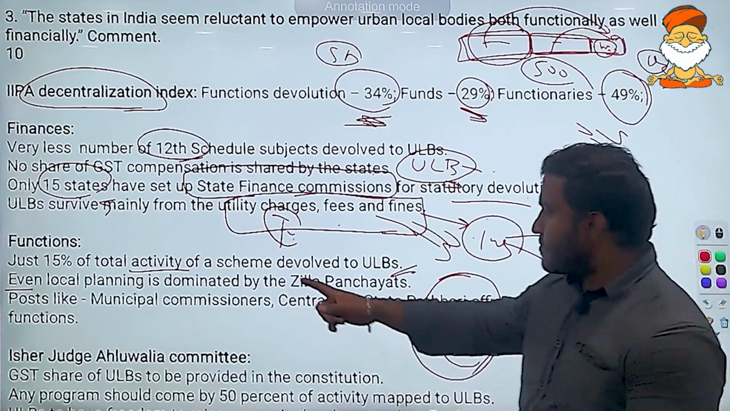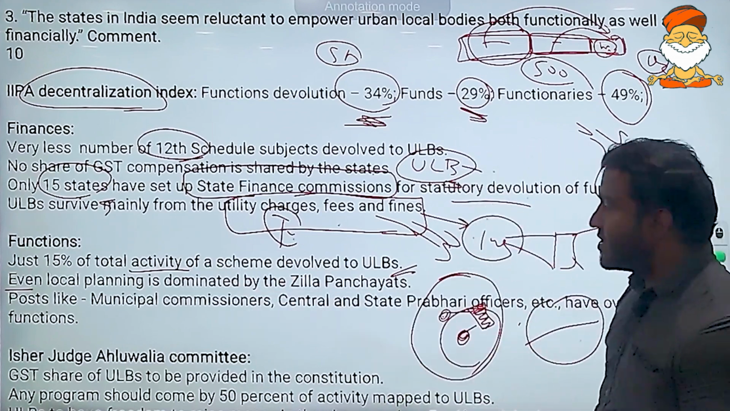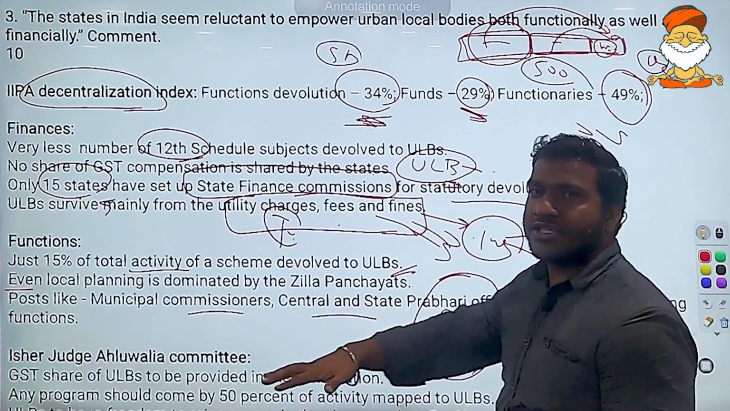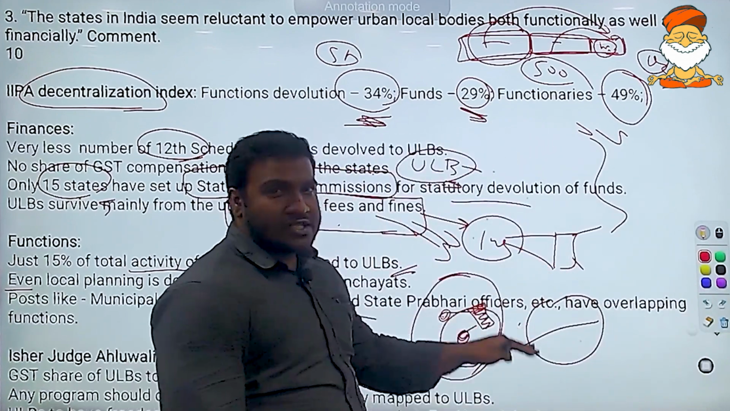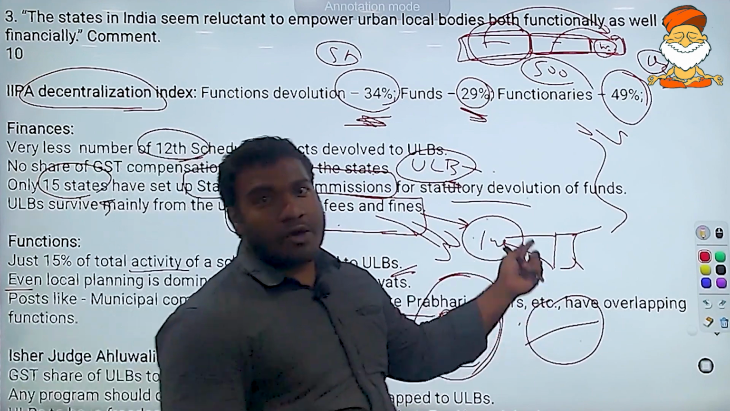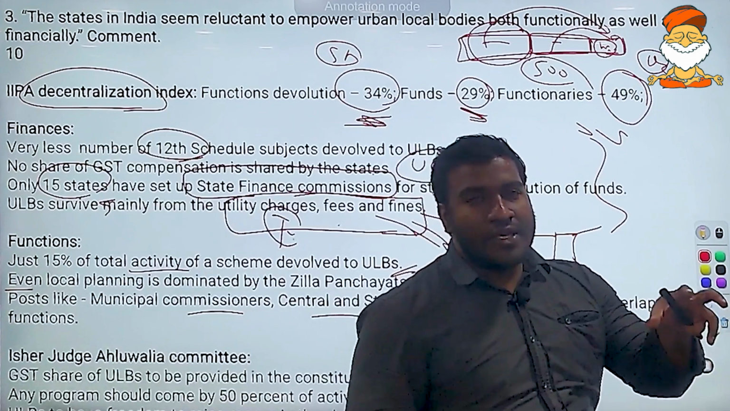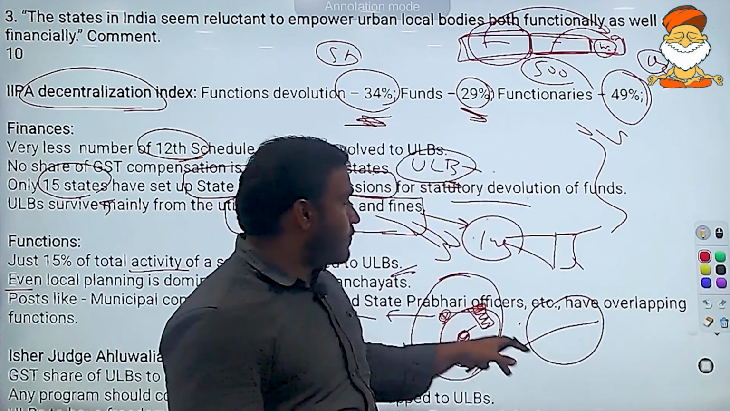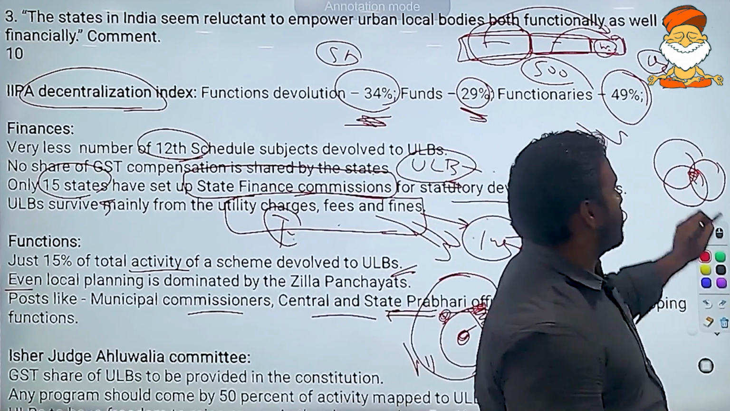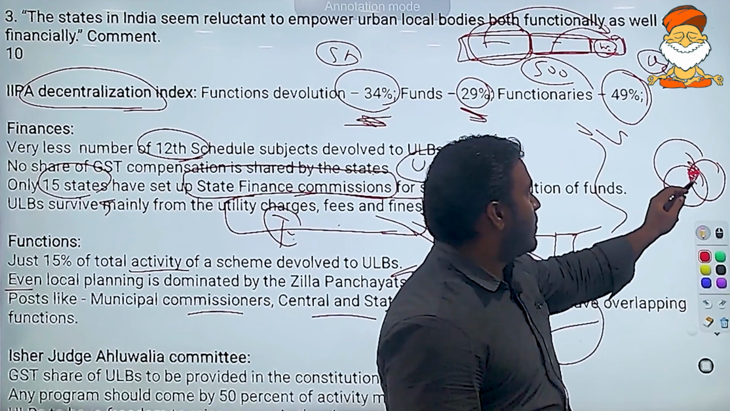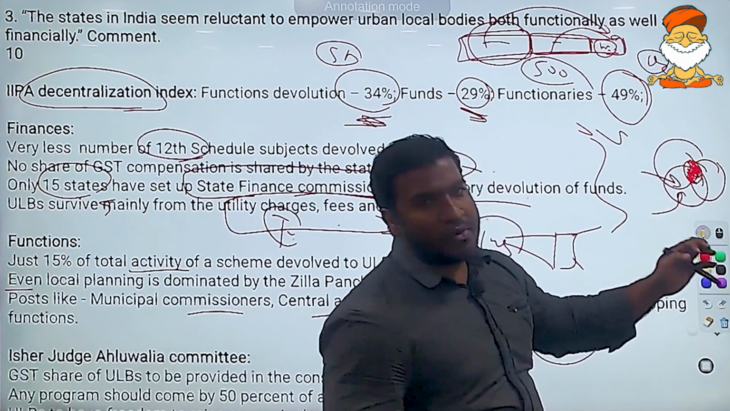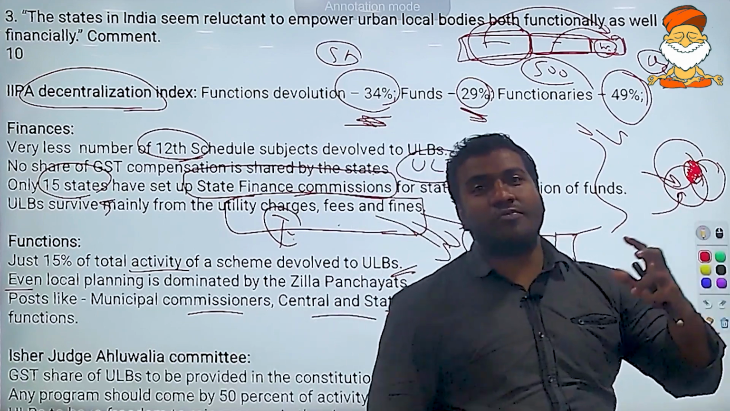Yes, and then posts like municipal commissioners, and central and state Prabari officers, friends, for the aspirational districts program. For aspirational districts, the municipal commissioners or the central Prabari officers are appointed directly by the central government to make sure that these backward districts develop. So all these people clog the functioning of the municipalities, and the municipal councillors, corporators, etc., don't have any work to do. These people interfere. What the Prabari officers say, they have to follow because they are senior officers.